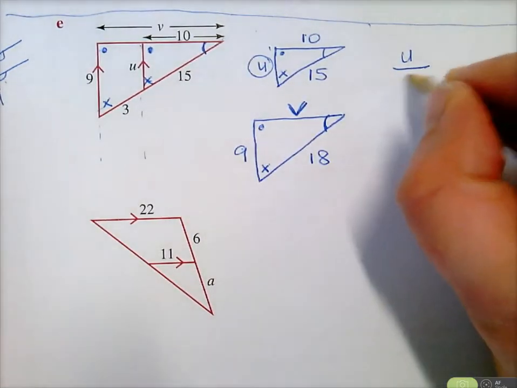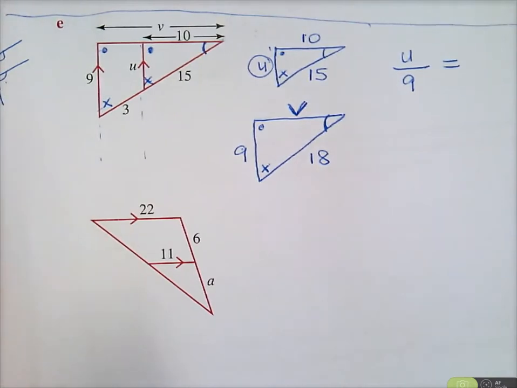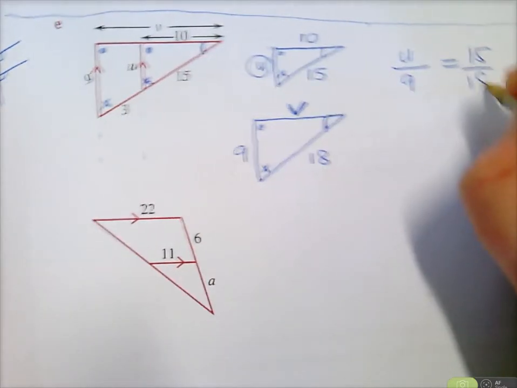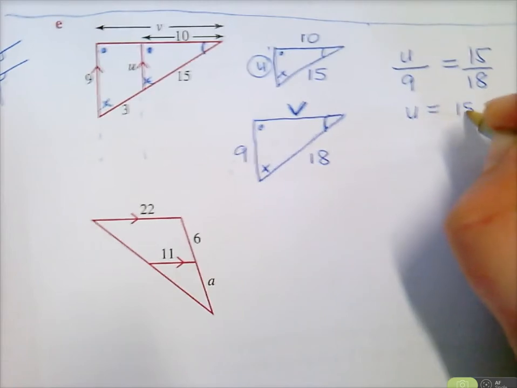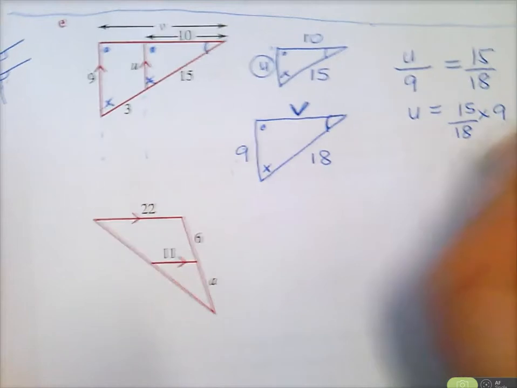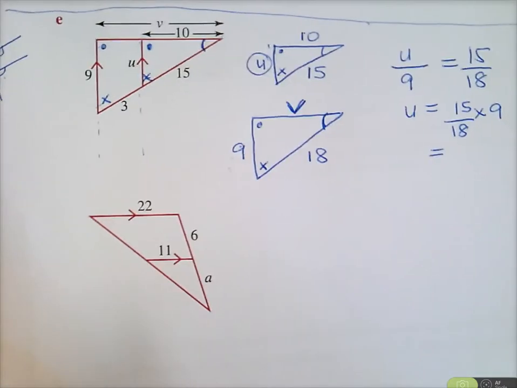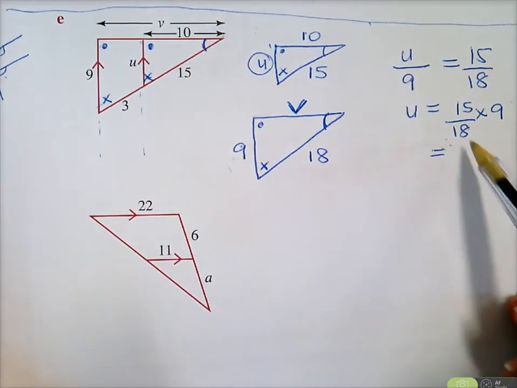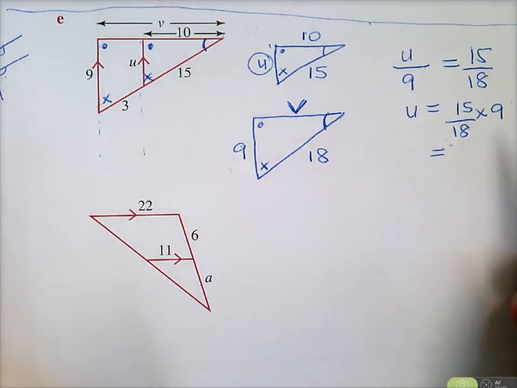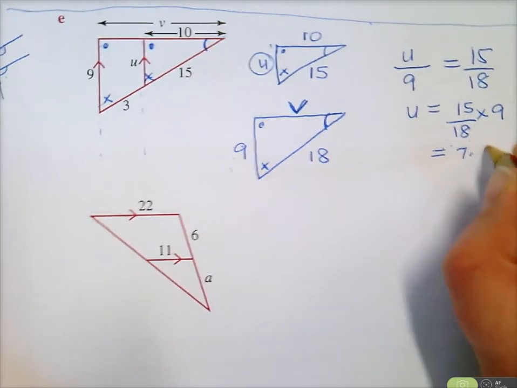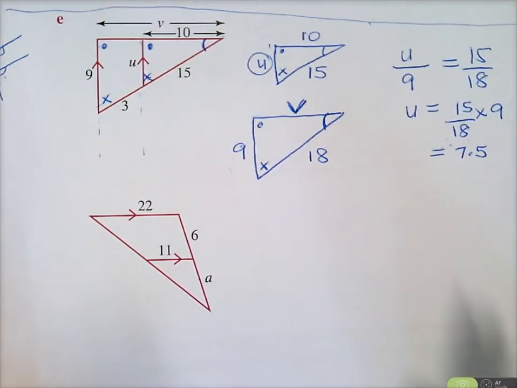U over 9 equals, now I need to pick a pair, a set. So I'm going from, yeah, U over 9 equals 15 over 18. So therefore U is 15 over 18 what? What do I do now? Times 9. I can see what it is already without a calculator. What's 9 over 18? Well, you end up with a 2 down there. 15 over 2. Half of 15. Well, you can do it on your calculator, but it's 7.5. That's the first one.